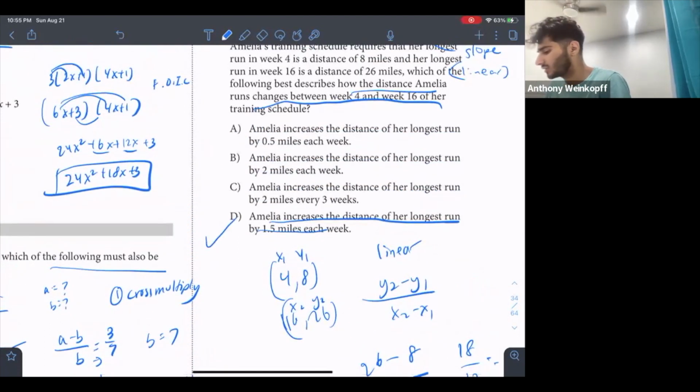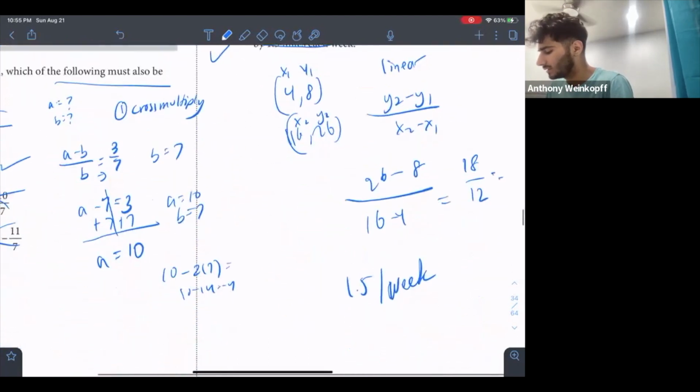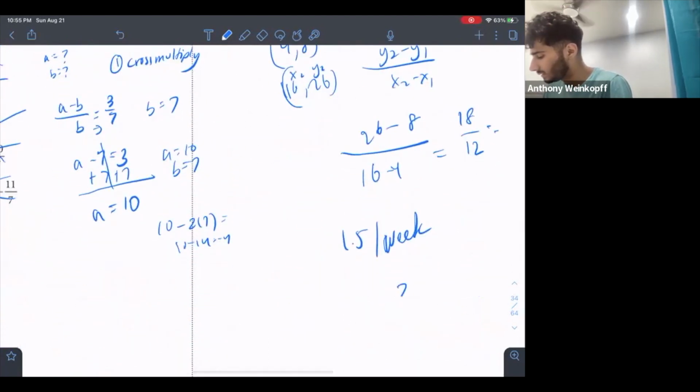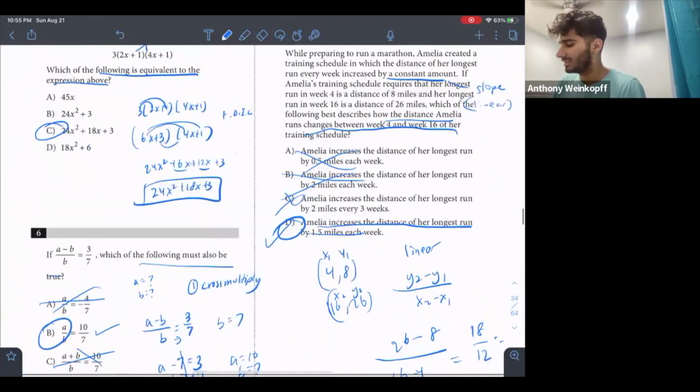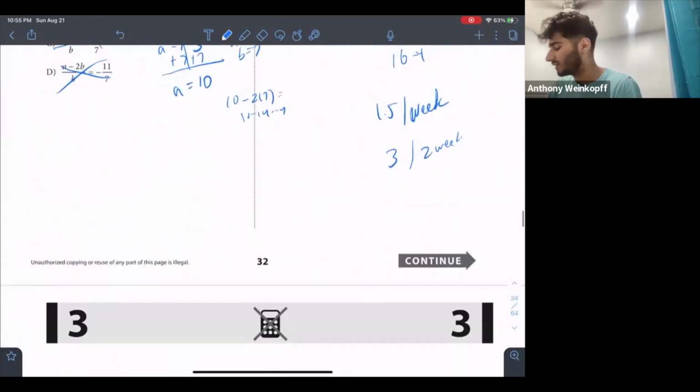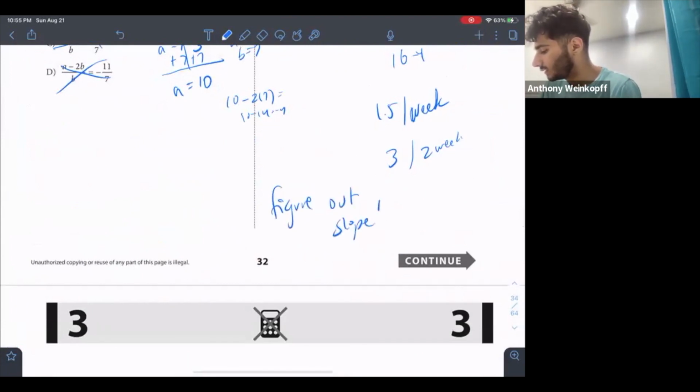Amelia increases the distance of her longest run by 2 miles for every 3 weeks. That's not true, because if it was every 2 weeks, then you would double it. So it'd be 3, which is wrong. Amelia increases the distance 2 miles for each week. No, that's not true, because that's not the slope. And this is also not true. So our answer for question 7 is choice D. You just have to figure out slope, which is linear.